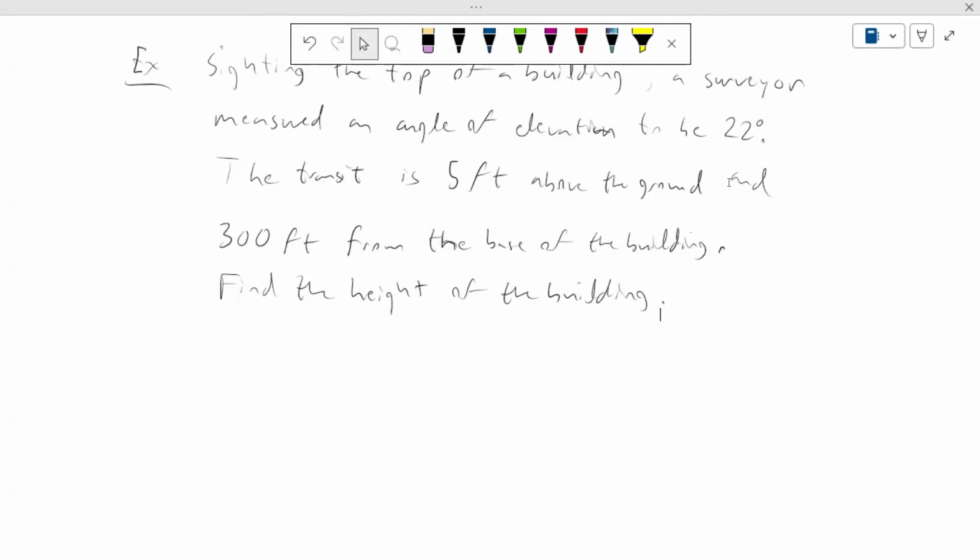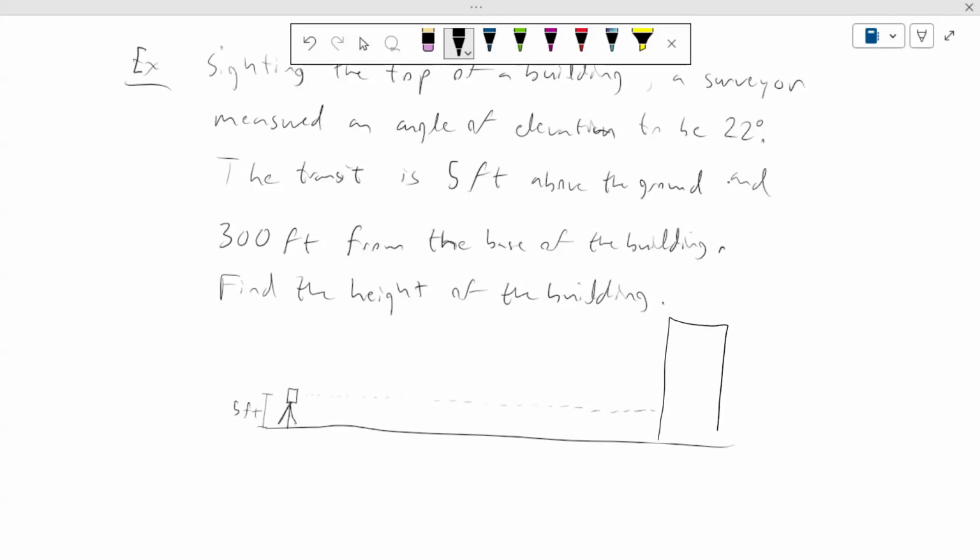All right. Well, then let's draw a picture, right? So we have the ground, right? And then we have this transit device here. It's on a tripod, right? It's got a little camera lens on it, right? And so this thing is like 5 feet off the ground. Okay. So this is 5 feet right here. And it's looking at a building over here. Not to scale. And this building, the horizontal distance to the base of the building here is measured to be 300 feet. Okay.